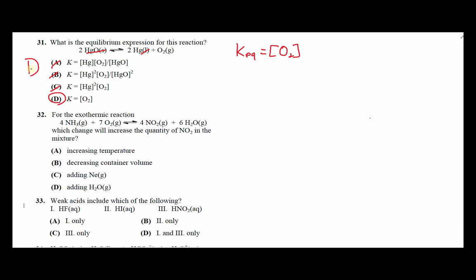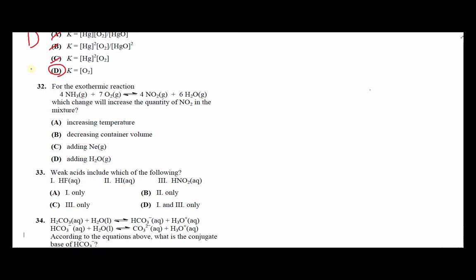Number 32. For the exothermic reaction, if it says exothermic reaction, the heat must be released on our product side. Which change will increase the quantity of nitrogen dioxide in the mixture? So we want to increase the concentration of nitrogen dioxide, then we definitely favor the forward reaction. So choose any choice that favors forward reaction. You need to understand Le Chatelier's principle.